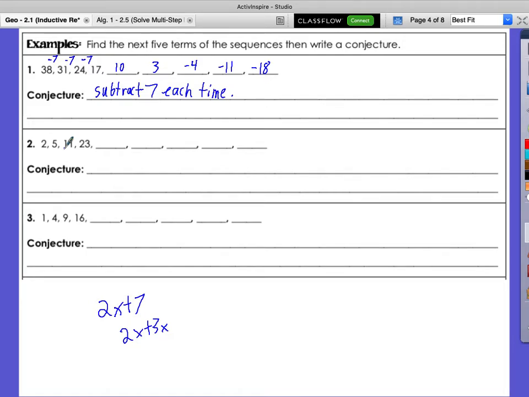Okay. Ian, what are you thinking? Multiply by 2 and add 1. Okay. So 2 times 2 is 4. 4 plus 1 is 5. Okay. So we times 2, add 1. Okay. 5 times 2 is 10. Plus 1 is 11. So times 2 plus 1. 11 times 2 is 22. Plus 1 is 23.